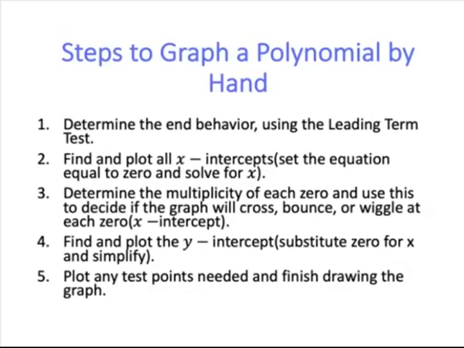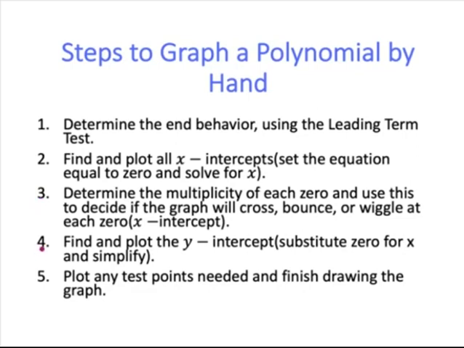Now let's go over the steps to graph a polynomial by hand. Our first step is to determine the end behavior using the leading term test. The second step is to find and plot all x-intercepts, and how we do that is by setting the equation equal to 0 and solving for x. Our third step is to determine the multiplicity of each 0 and use this to decide if the graph will cross, bounce, or wiggle at each 0 or x-intercept.